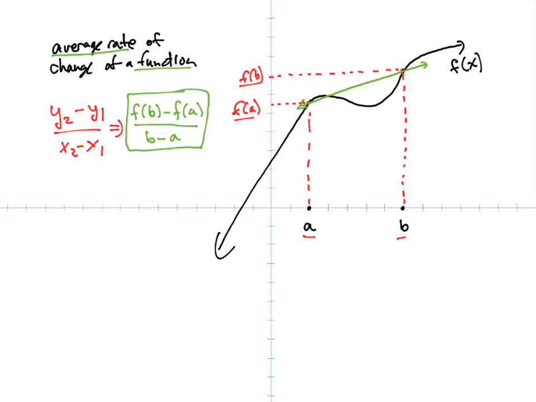So let's see how this works with an example. It says, find the average rate of change of f of x equal to 2 minus 3x squared as x changes from 1 to 3. So what this is saying is we have some function, f of x equals 2 minus 3x squared. We want to know what's happening as x goes from 1 to 3. What's the average rate of change? So the expression we saw before was f of b minus f of a all over b minus a.